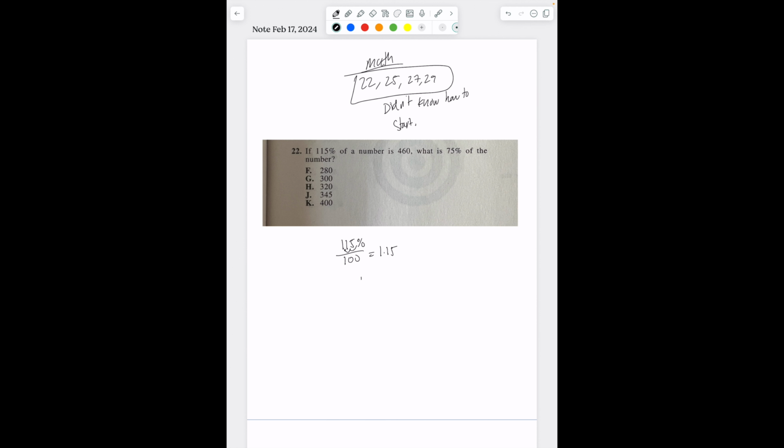So basically just saying some number, call that num, times 1.15 equals 460. That is our starting point. Then we will divide both sides by 1.15, and our number, which we'll call n, is going to be 400. Once we get 400, we want to know what is 75% of that number. So 0.75 times 400 equals 300.